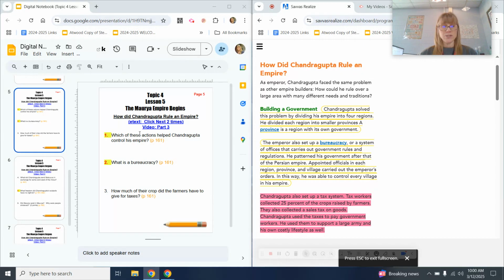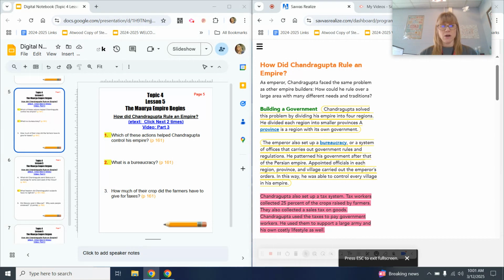So we have, which of these actions helped Chandragupta control his empire? So I will give you a list and you will choose which one matches. That answer is in this circled yellow paragraph. Number 2, what is a bureaucracy? That is a vocab word that also will be in this second circled yellow paragraph.